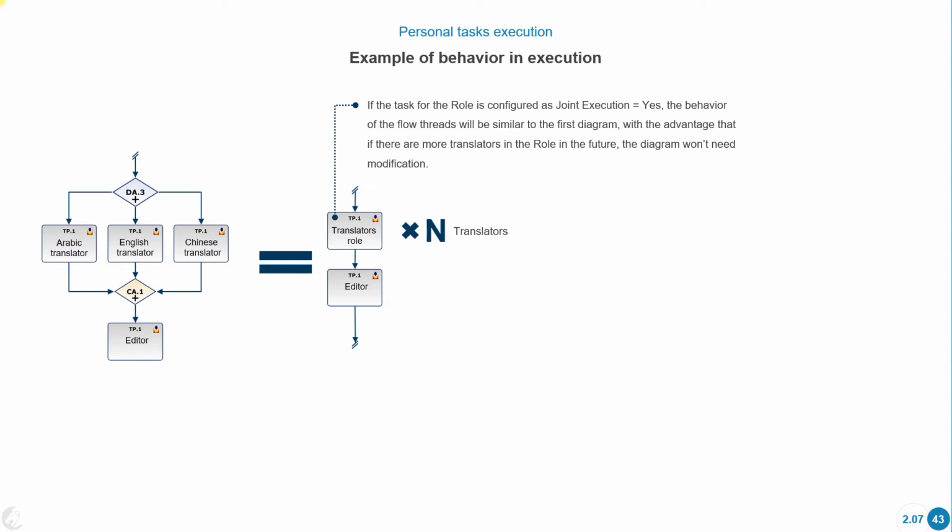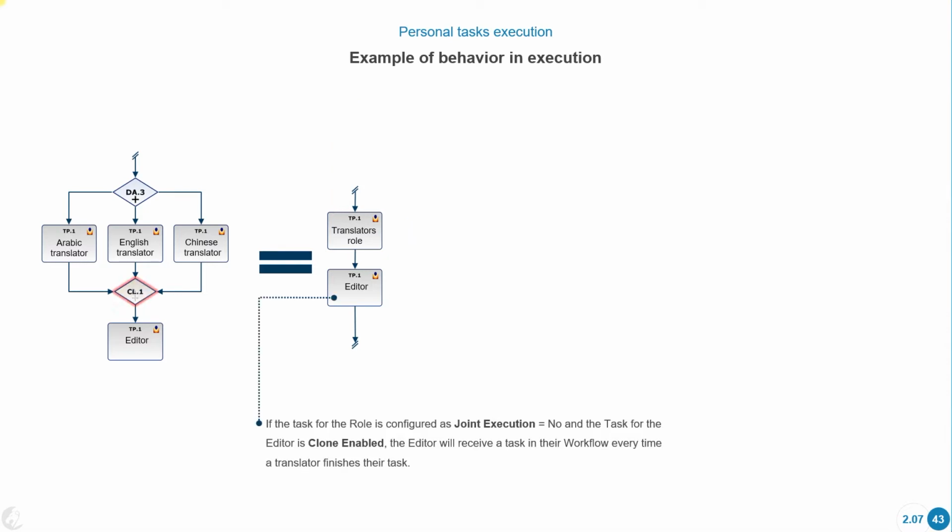But if, for example, we change this for a role, for example, translators, and the task for the role is configured as joint execution, the flow threads will be similar to the first diagram, with the advantage that if there are more translators in the role in the future, the diagram will not need modification. If the task for the role is configured as joint execution no, and the task for the editor is clone enabled, the editor will receive a task in the workflow every time a translator finishes their task.